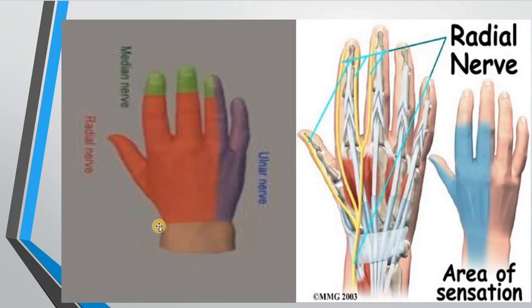So this is the cutaneous innervation. This is how the nerves supply the hand: the green part is going to the median nerve, the red part is going to the radial nerve, and this is going to the ulnar nerve.